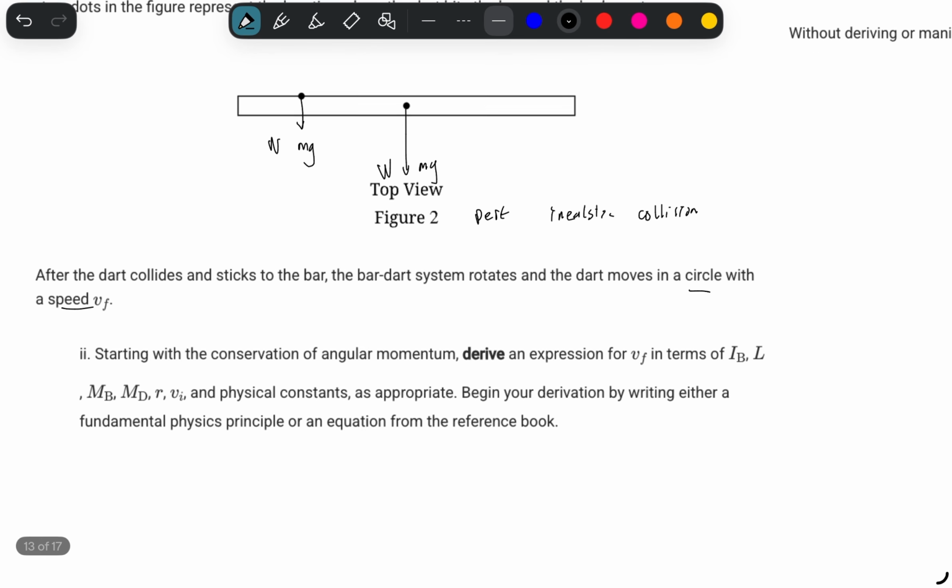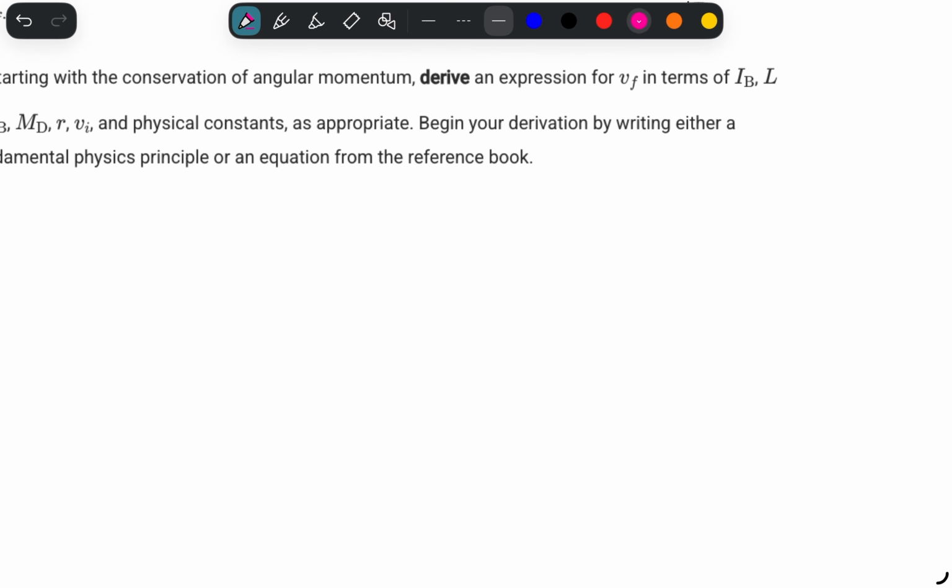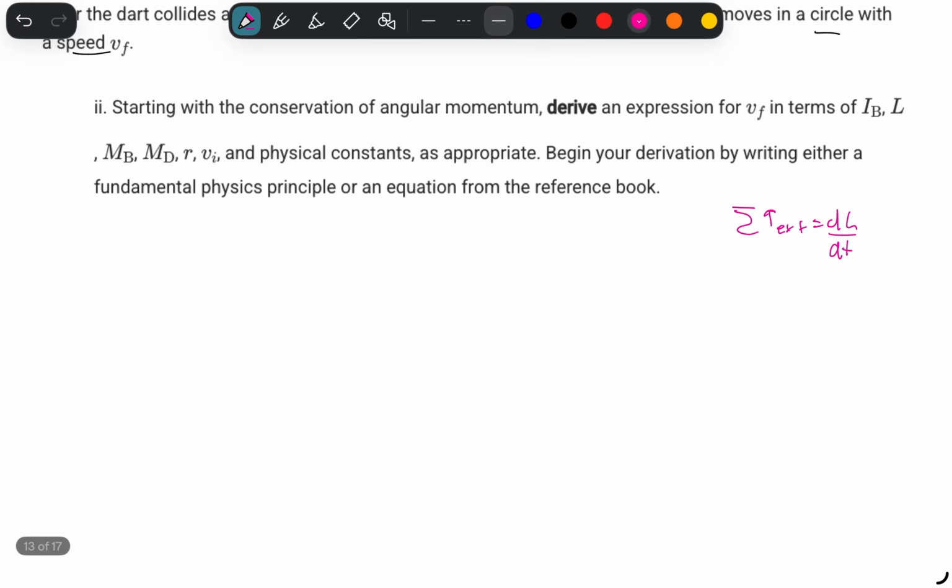So this is an inelastic collision, perfectly inelastic. Starting with angular momentum, derive an expression for vf in terms of physical constants. What we're going to do is start off with a calculus idea, which is that the summation of external torque is equal to dL over dt. And during this very short collision, the net external torque about the axle is going to be equal to 0. So we have L initial equals L final, conservation of angular momentum.